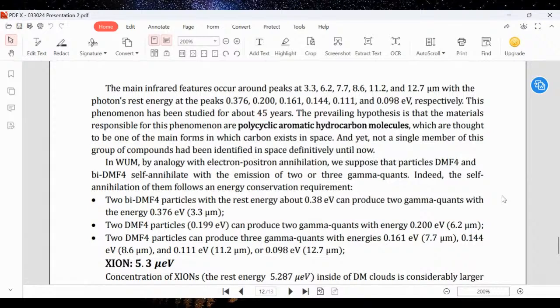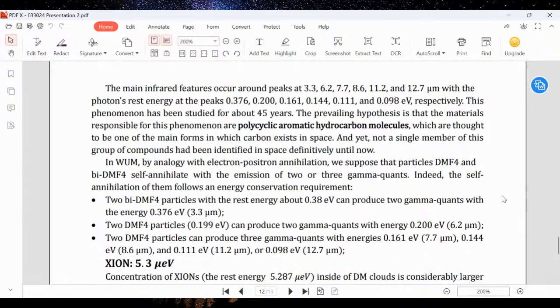The prevailing hypothesis is that the materials responsible for this phenomenon are polycyclic aromatic hydrocarbon molecules, which are thought to be one of the main forms in which carbon exists in space. And yet, not a single member of this group of compounds had been identified in space definitively until now. Can you believe in such complicated chemistry in the whole universe?